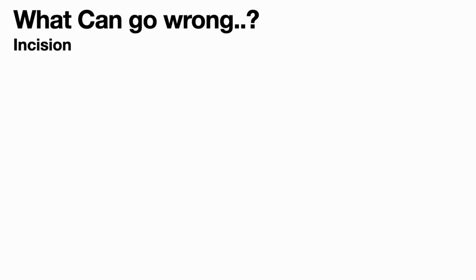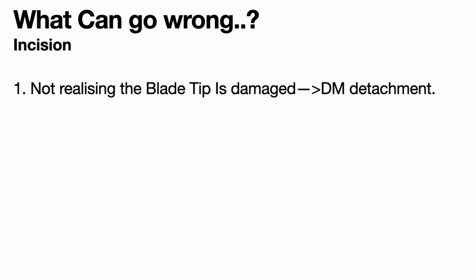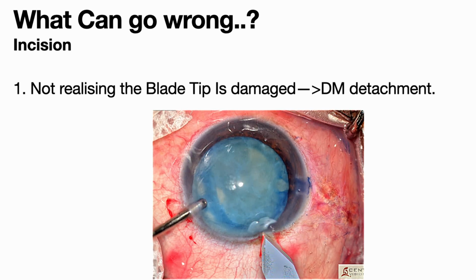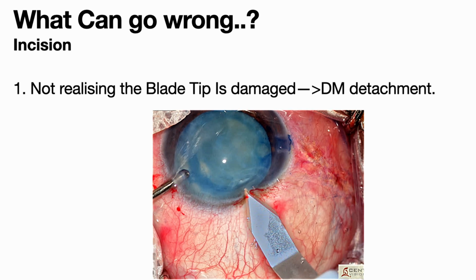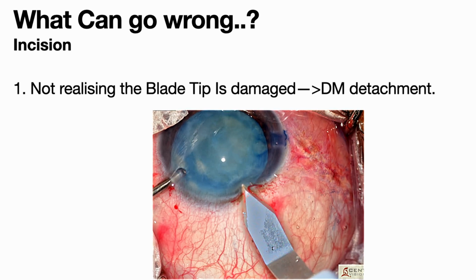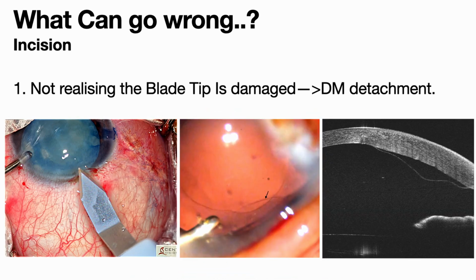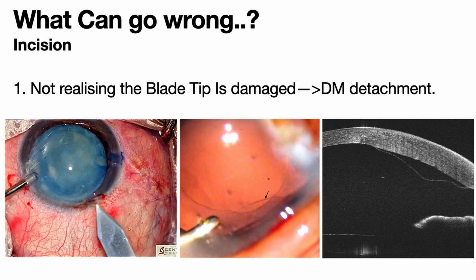Let me take you through a very simple step like incision, which is often taken for granted. The first obviously would be, which is quite a common thing, you don't realize that the tip of the blade can be damaged and you're struggling to pass the blade across the tissue, and which can result in a very serious complication as a Descemet's membrane detachment.